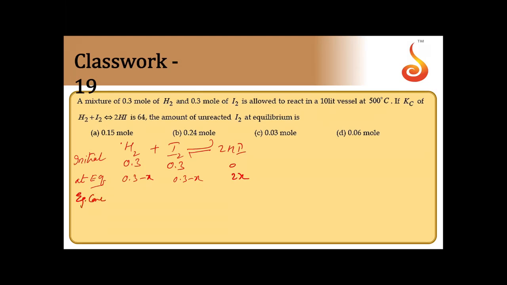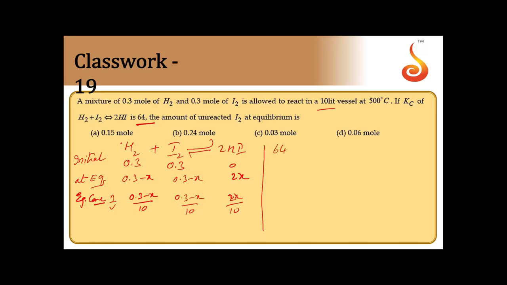Equilibrium concentration is nothing but N by V, number of moles by volume. The volume is 10 liters. So it is 0.3 minus X by 10, 0.3 minus X by 10, 2X by 10. These are the equilibrium concentrations. Now the value of Kc is given to us. Kc is given as 64.